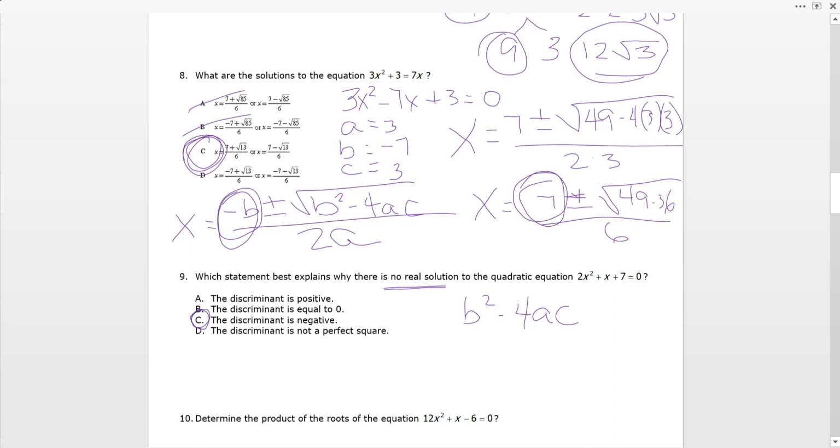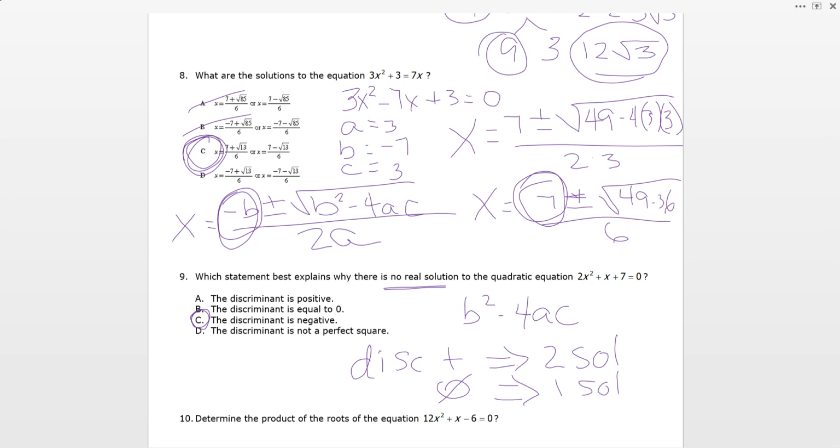We talked about this. If the discriminant is positive, then you have two solutions. If the discriminant is 0, then you have one solution. And if the discriminant is negative, you have no real solutions. So if there are in fact no real solutions, then my discriminant has to be negative.